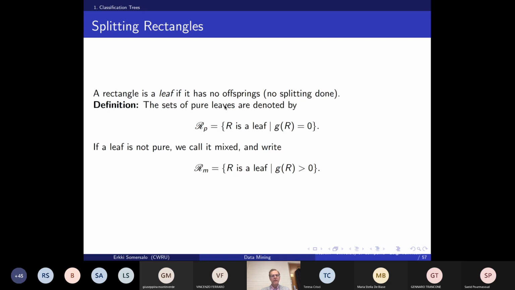And in that case, we say that the leaf is a pure leaf, and we collect the pure leaves in a set which is called RP. And the leaves that are not pure, which contain more than one class of data, are called mixed leaves. And so the Gini index in that case is positive. So by checking the Gini index of a leaf, you realize whether this rectangle is pure or mixed. And so this is the starting point.